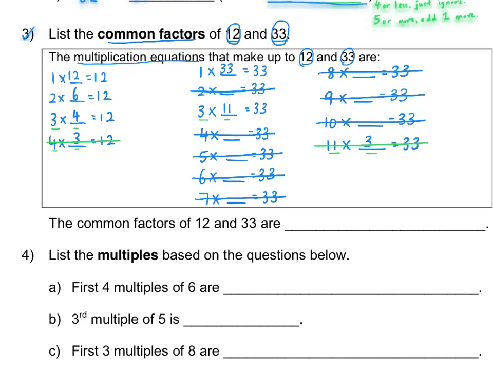Okay, so now the question is asking us to find the common factors of these two numbers. So let's see which are the common factors. We have 1. Is there a 2? No, there is 2 for 12 but not for 33. How about 3? Yes. Is 4 a common factor? No. Is 6 a common factor? No. Is 12 a common factor? No. So the answer will just be 1 and 3.